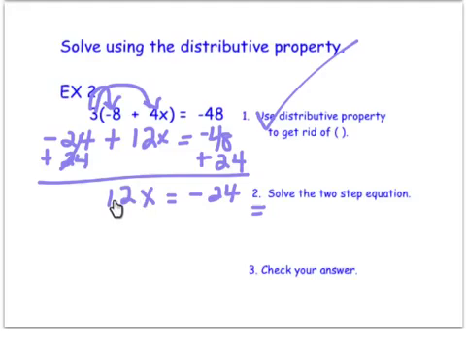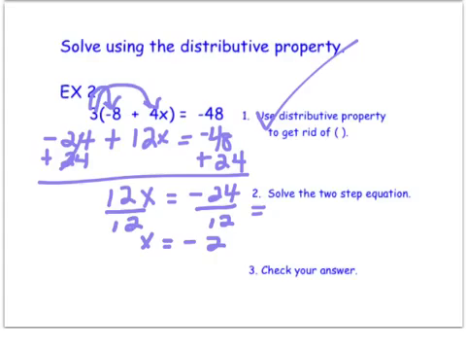Now, what operation is taking place between the 12 and the x? Multiplication. How do I undo multiplication? Division. I'm going to divide both sides by 12. I get x equals negative 2.